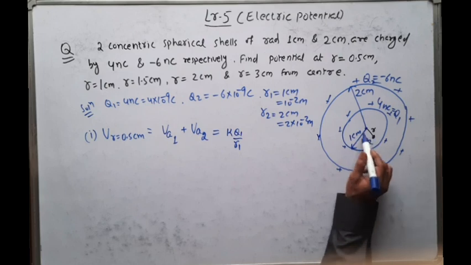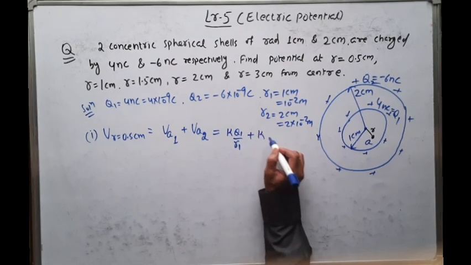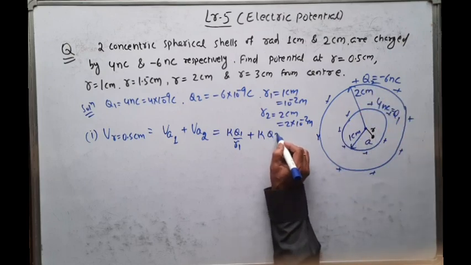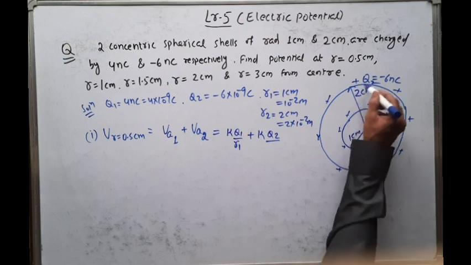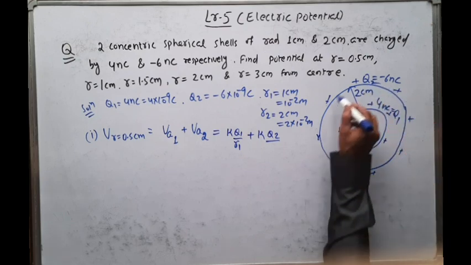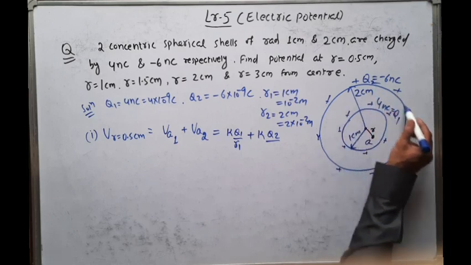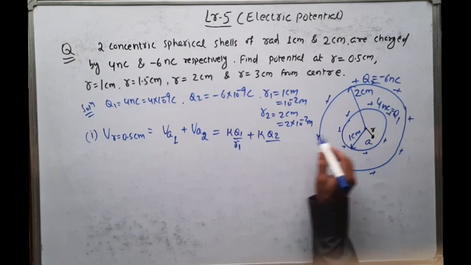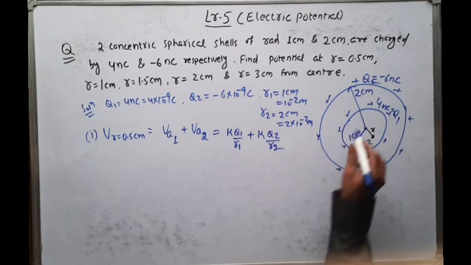On the surface the distance from the center is 1 centimeter. So here K Q1 by R1 plus K Q2. This is the outer sphere, and point A is an internal point for this outer sphere. Since the potential on the surface is equal to the potential at an internal point, I have to write K Q2 by this radius. What is the radius of the outer sphere?